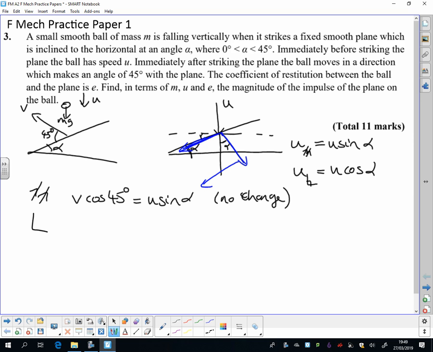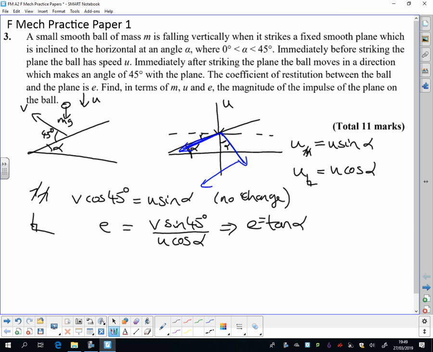Okay. If I look perpendicular to the plane, I need to use my coefficient of restitution, so we're going to do speed of separation, so that's going to be v sine 45 degrees, it's perpendicular to the plane, and then the speed of approach was u cos alpha using what we worked out earlier. From that, we can then use that to work out that E equals tan alpha.